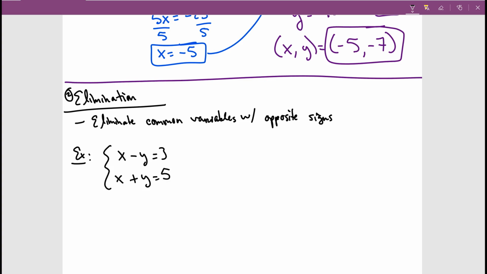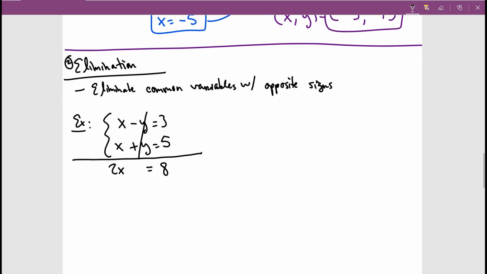If you see, we want to eliminate common variables. These two x's have exactly the same number in front of them, which is a 1, but they have to have opposite signs. In this case, the x's don't have opposite signs, but the y's do, so you can eliminate them. The whole point is that you just want to add straight ahead. So x plus x is going to give me 2x. Negative y plus y is going to give me 0. Equals 3 plus 5 gives me 8. And all we got to do is just solve.